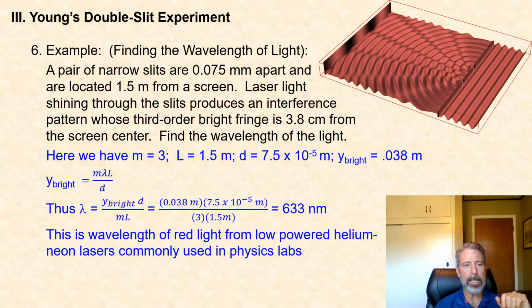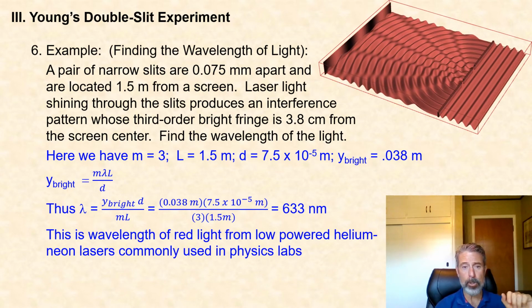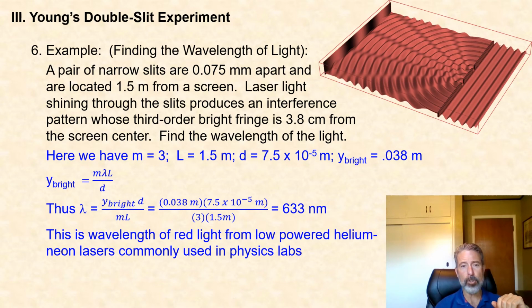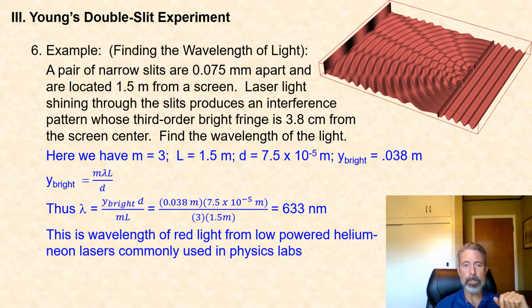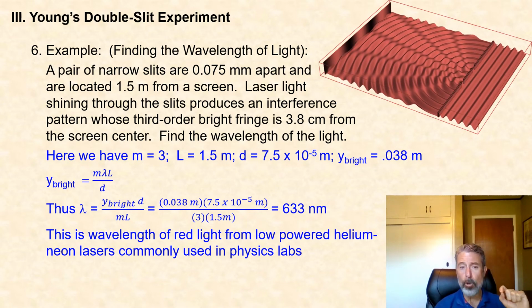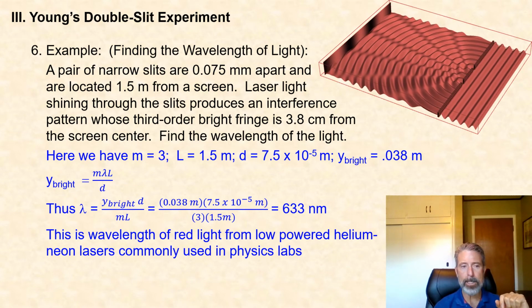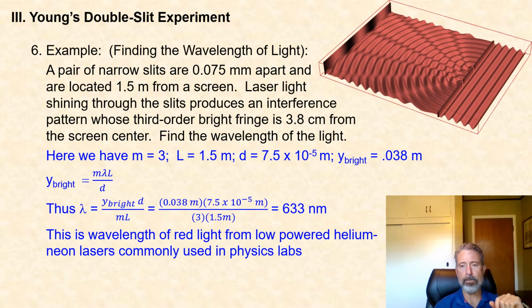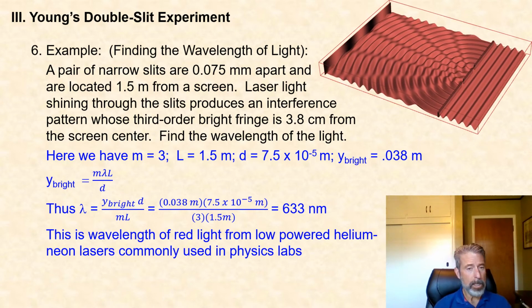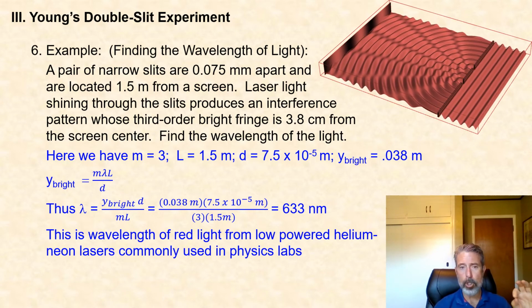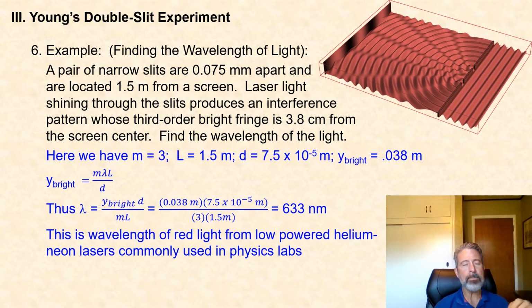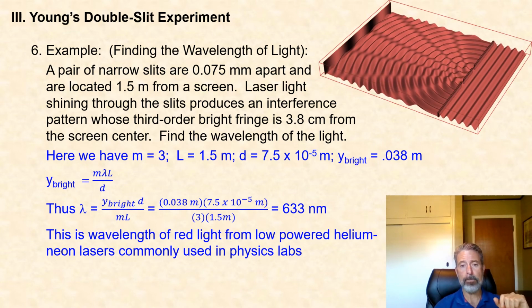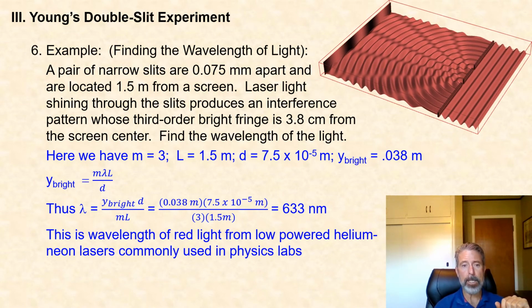So here we're told that a pair of narrow slits are 0.075 millimeters apart and are located 1.5 meters from a screen. Laser light shining through the slits produces an interference pattern whose third order bright fringe is 3.8 centimeters from the screen center. And from this data, we're asked to find the wavelength of light. With this problem, as with any problem, we're going to start by writing down what kind of data we're given. So let's start by doing that.